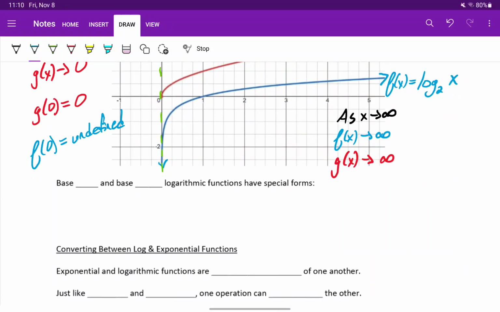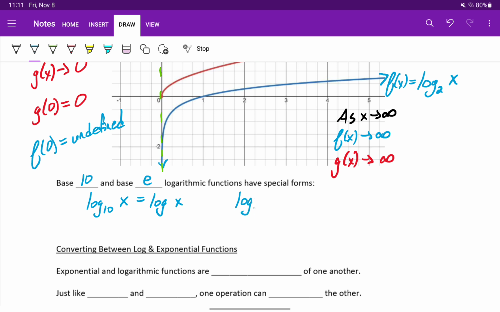When we talk about log functions, we have base 10 and base e logarithmic functions that have special forms or special notations that we use. For instance, a log base 10 logarithm would actually be written as just log of x. So whenever we see written in a book or in a problem somewhere, a log without that subscript, without that base, that is generally implied to be 10.